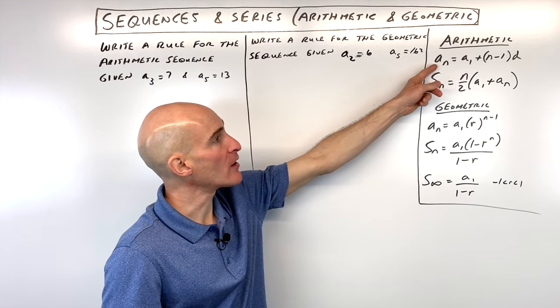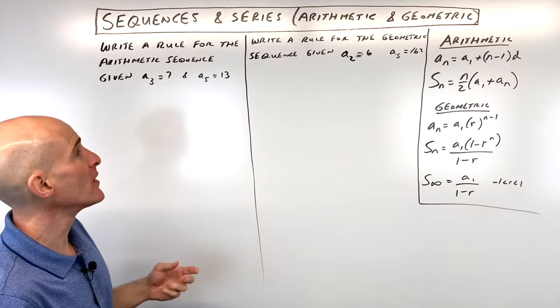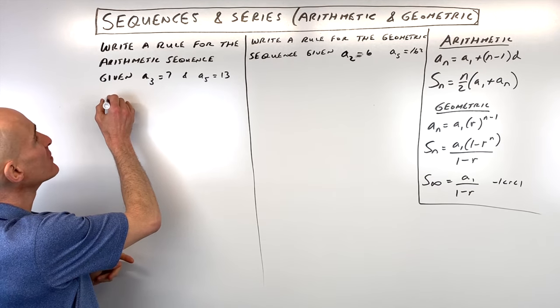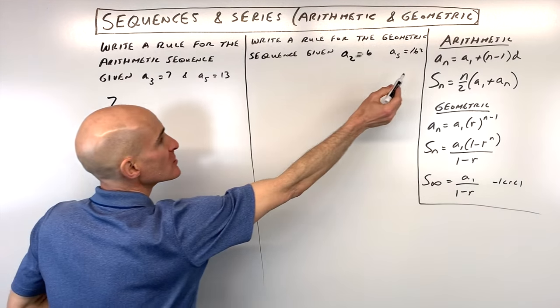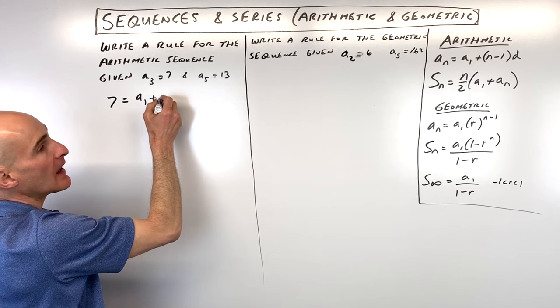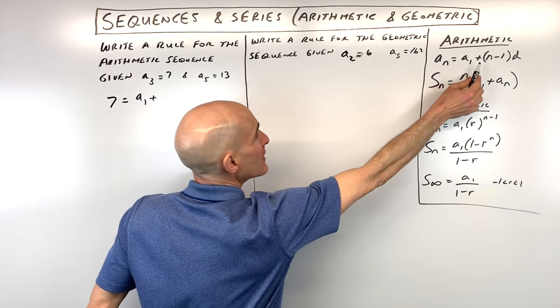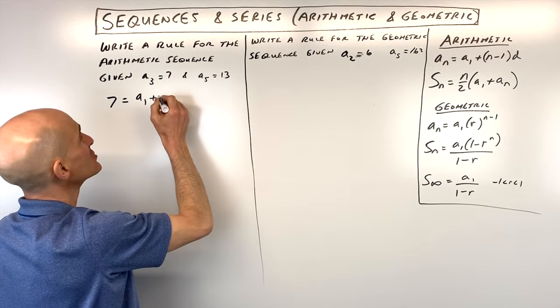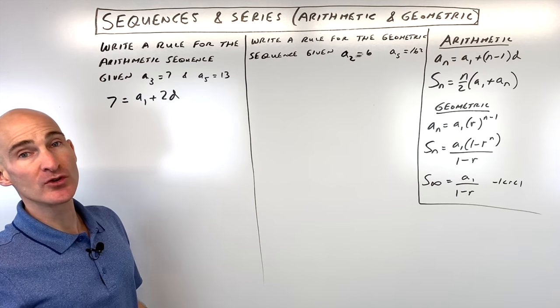Well, let's go over here to our arithmetic explicit formula. And let's take this term here. We know that the value of the third term is 7, so we're going to call this 7. The first term we don't actually know, and the third term, okay, that's n equals 3, 3 minus 1 is 2, and the difference we also don't know.